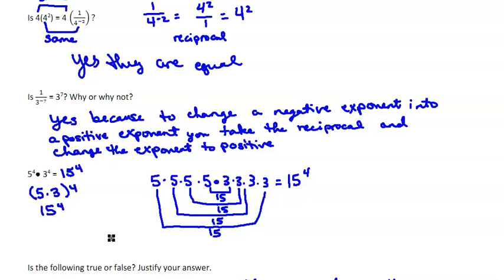You could also group them. 5 to the 4th means 5 times itself 4 times. 3 to the 4th is 3 times itself 4 times. I could group a 5 and a 3 together 4 times to get 15 4 times, or 15 to the 4th.